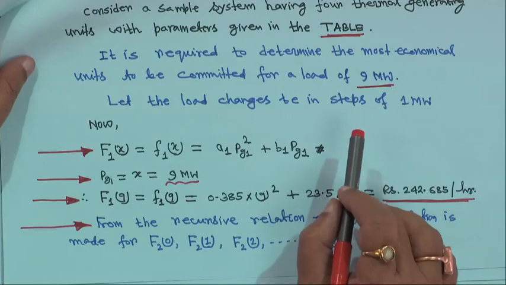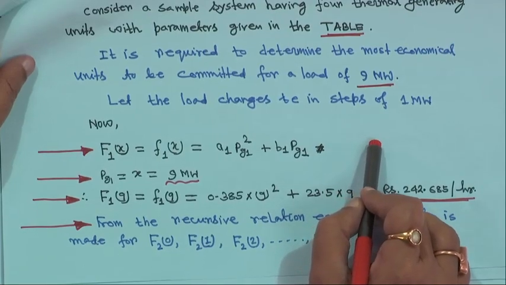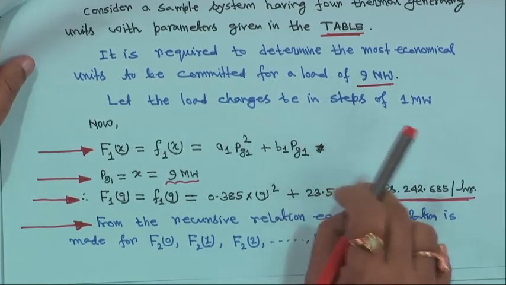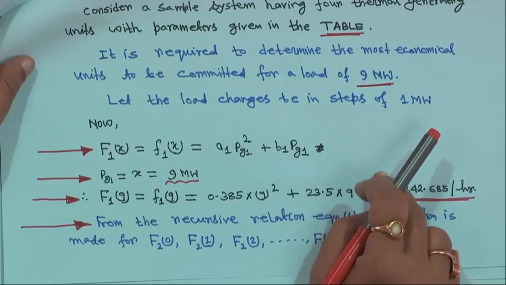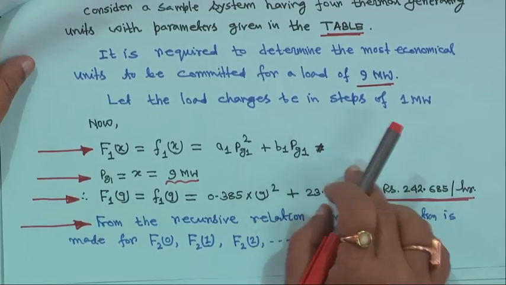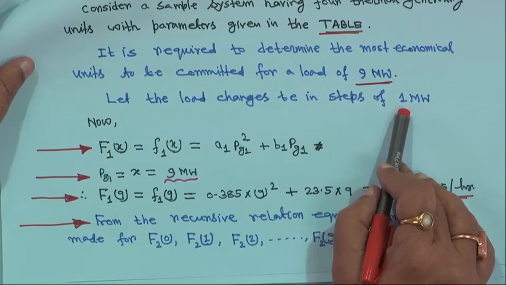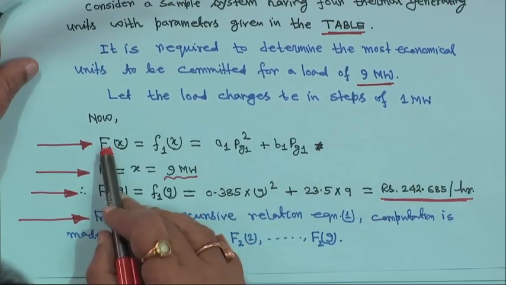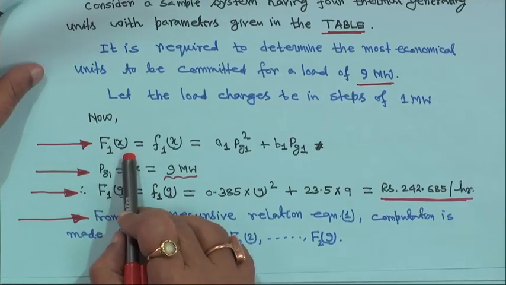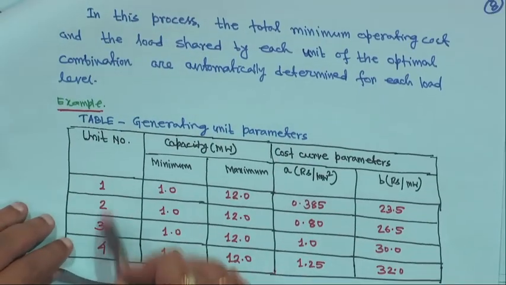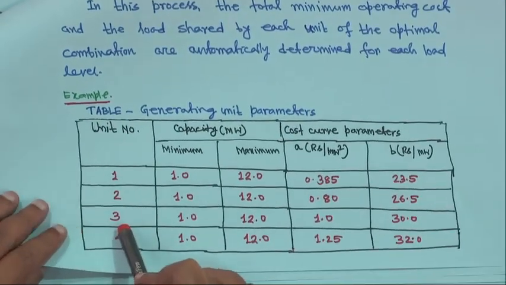That means, if 1 unit is generating 9 megawatt, another unit generates 0 megawatt, if 0 9, then 1 8, then 2 7, then 3 6, like this way you have to take the combinations. If you take steps smaller than that, your accuracy will increase, but the computational effort will be much more. So, now capital F1x, that is the first unit. This numbering is arbitrary, you can take any number, it does not matter.